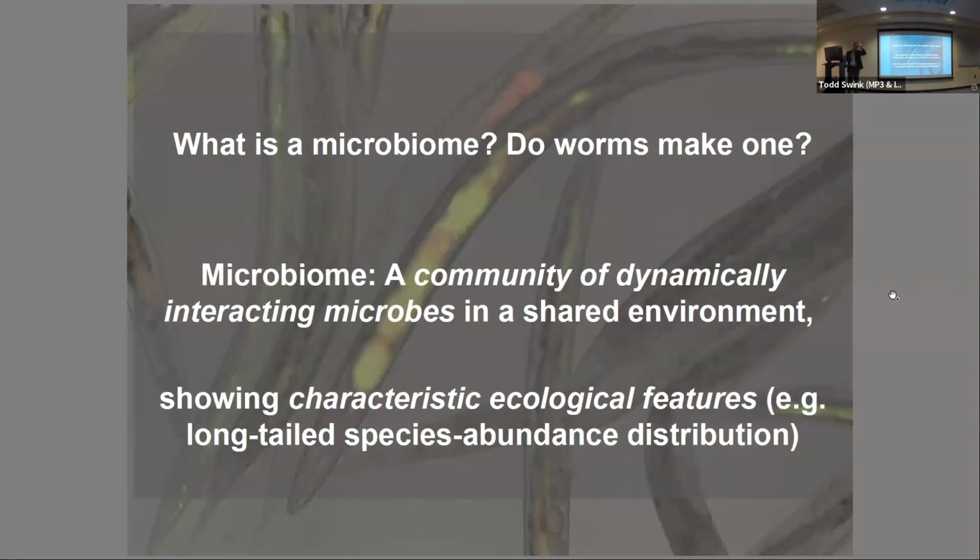So we start at the top. First, is this actually a microbiome? Does a worm form a microbiome? We have some working definition of microbiome that tells us some things that we need to look for to decide whether this is a microbiome or not. So we need a community of dynamically interacting microbes, a community with more than one player dynamically interacting. Those interactions need to give us patterns. And there need to be characteristic ecological features. There are things that are true of microbiomes, like a long-tailed species abundance distribution, and a relationship between the mean and variance of abundance of species. And these are things that are true of communities generally and have a characteristic shape for microbiomes.